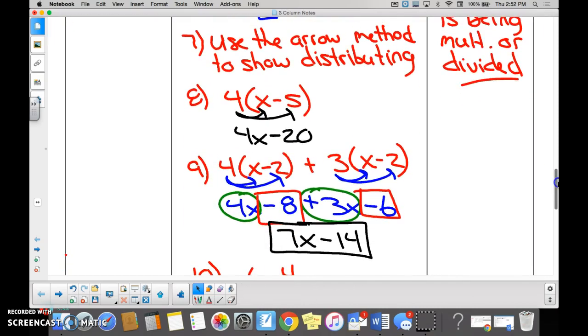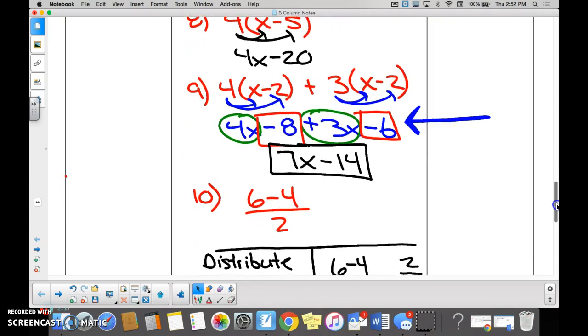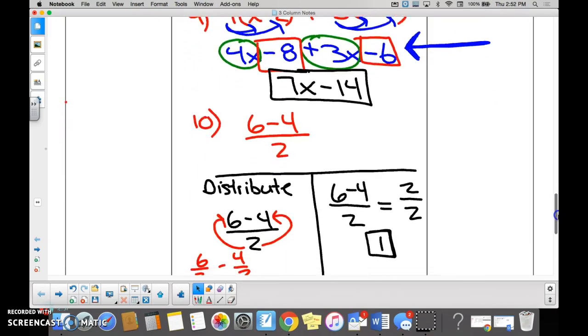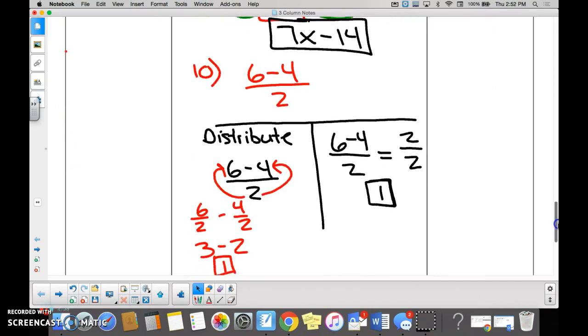Number 9, we have a couple things going on here. We distributed, and then we had to do what here? Color coding. Combine like terms. What? Like terms. And we use our color coding to do so. Remember this guy? Yeah.